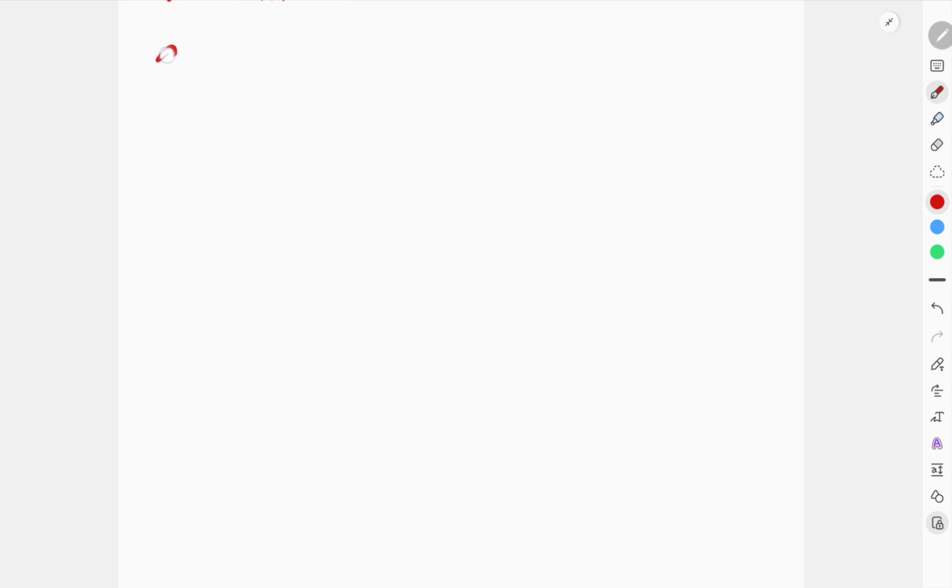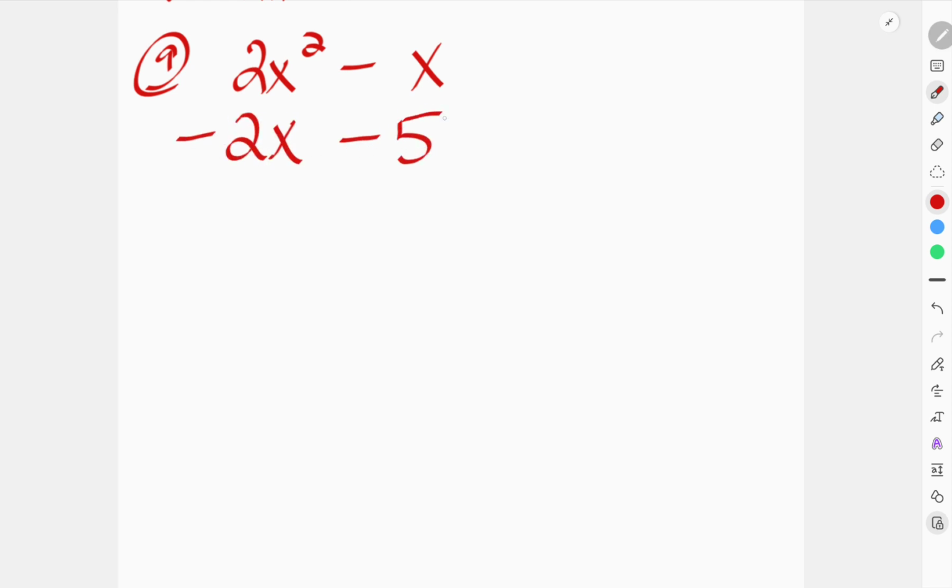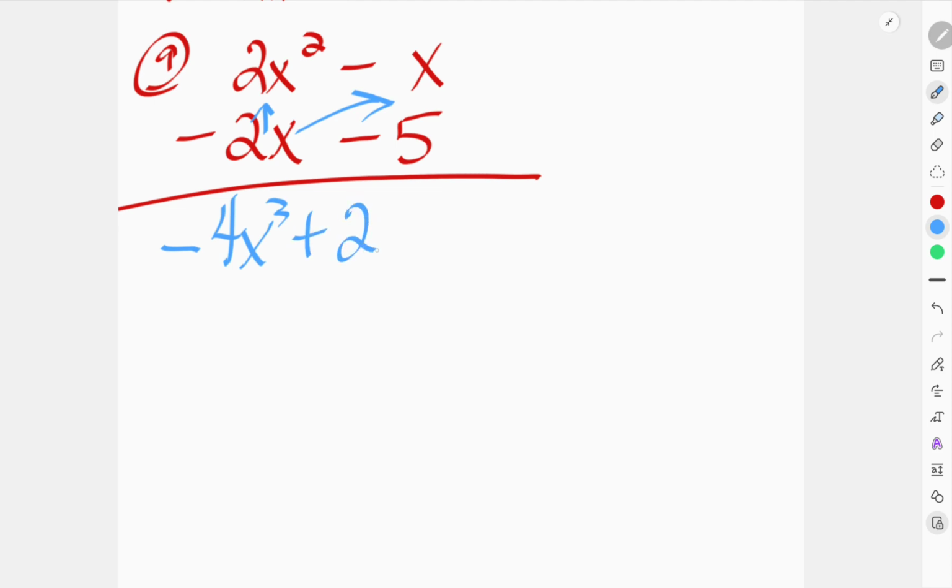Okay, then number 9, I'm going to do it for you. You have 2x squared minus x and negative 2x minus 5. I'm going to multiply these together. All right, so I'm going to take my first term on bottom and multiply it by both on top. So negative 2 times 2 is negative 4x to the third. Negative 2 times negative x is positive 2x squared. It's positive because a negative times a negative makes a positive.